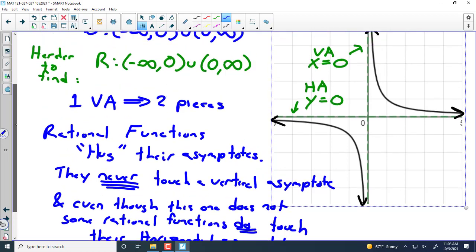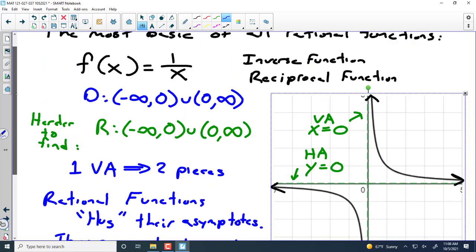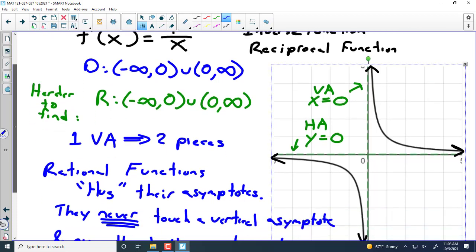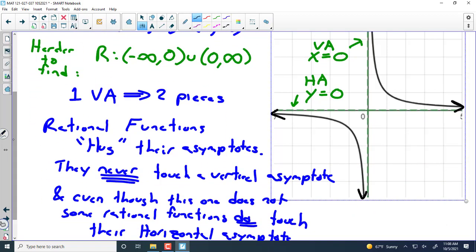Everyone, we can't plug a 0 into this function. Are we allowed to plug a 1 into that function? What do you get if you plug a 1 in there? What's 1 over 1? 1. F of 1 equals 1. And yes, the ordered pair (1, 1) is on the graph. What if you plug a 2 in there? What's 1 over 2? 1/2. And yes, this does have the ordered pair (2, 1/2).